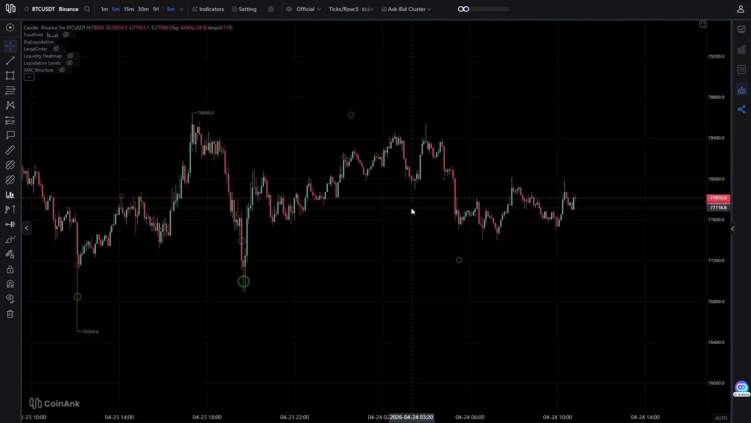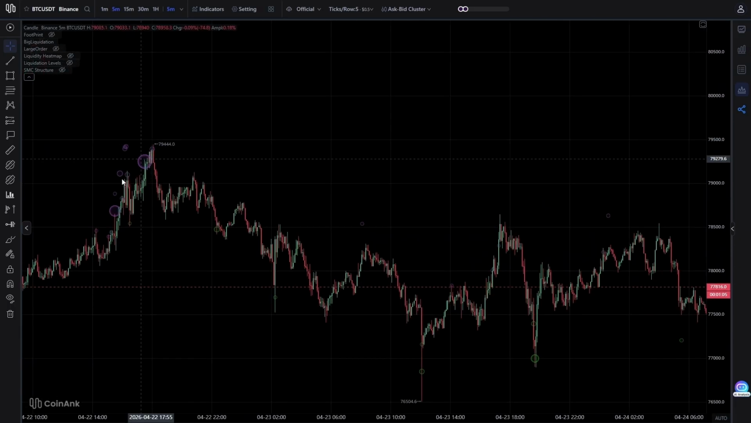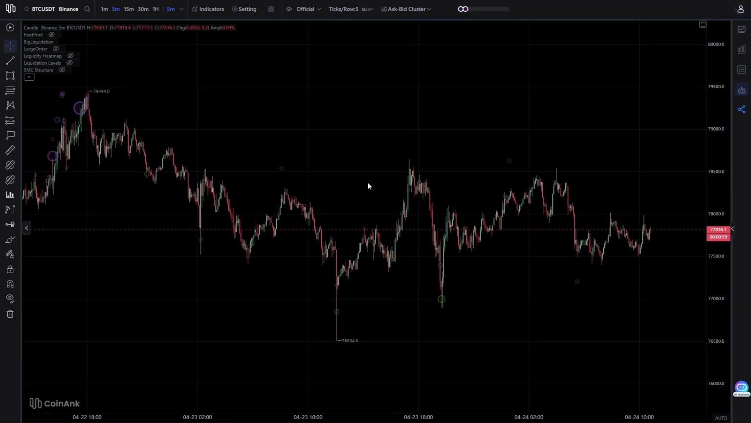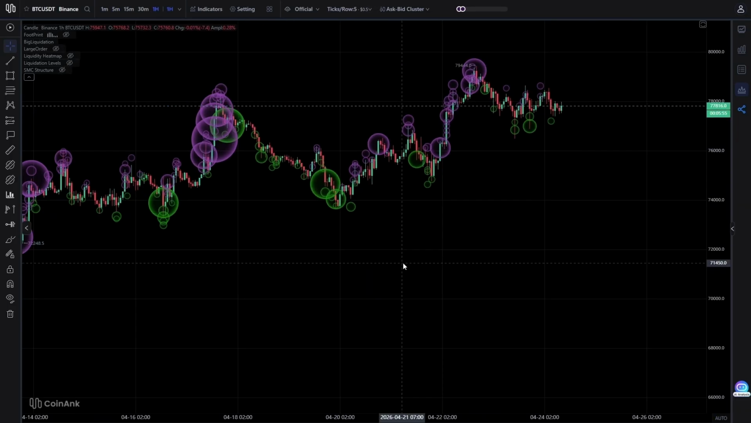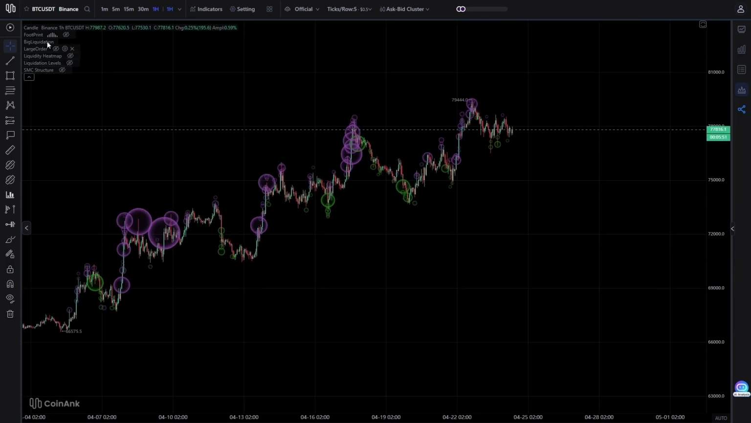especially for scalping. If we go to lower time frames and see big bubbles appear at tops, that might be a good scalping opportunity to look for reversals. Again, use this however you like. It's useful for both the higher time frame and the lower time frame, so really big fan of that.